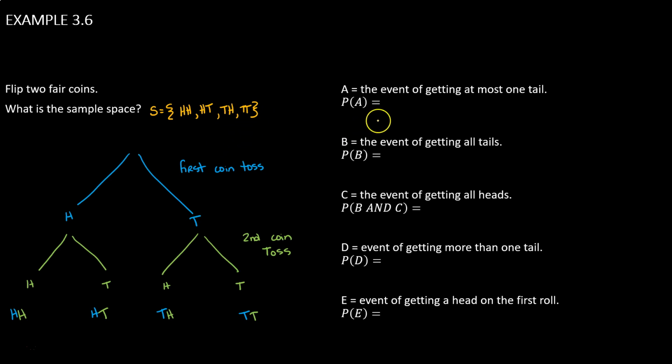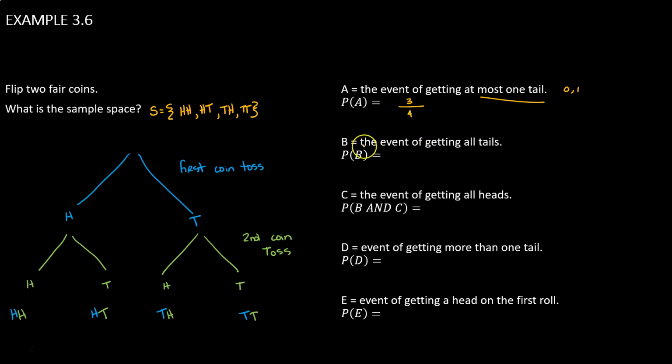Let's take a look at some of the events that might happen in the experiment. Event A, the event of getting at most one tail. At most one tail suggests that we would not get two tails. So looking in our sample space, we could have 0 tail, 1 tail, 1 tail, or 2 tail. At most one tail would allow for 0 tail or 1 tail. There are 3 possible outcomes with those results out of the 4 total outcomes in this experiment. So we have a probability of 3/4, which is about 75%.